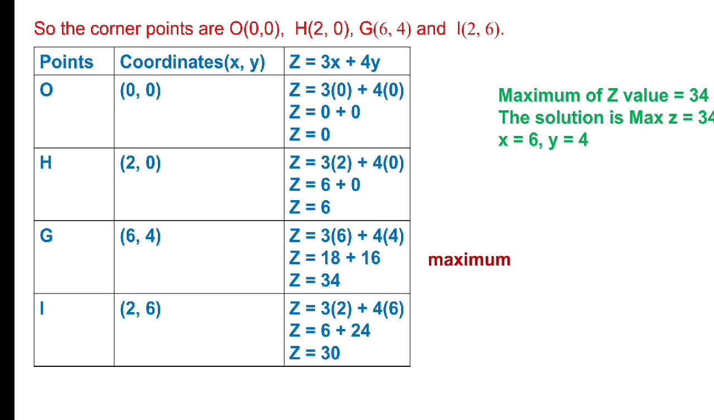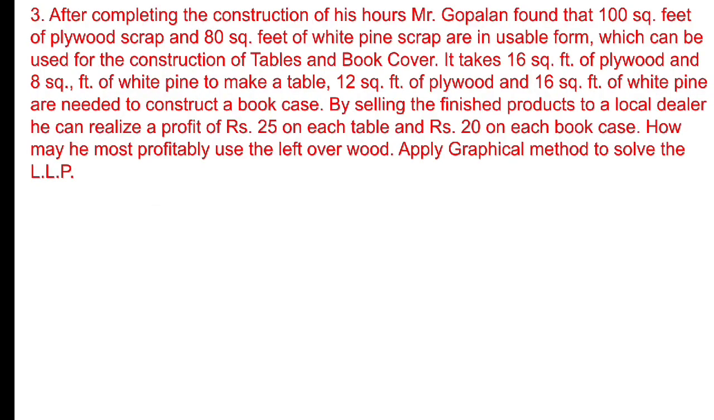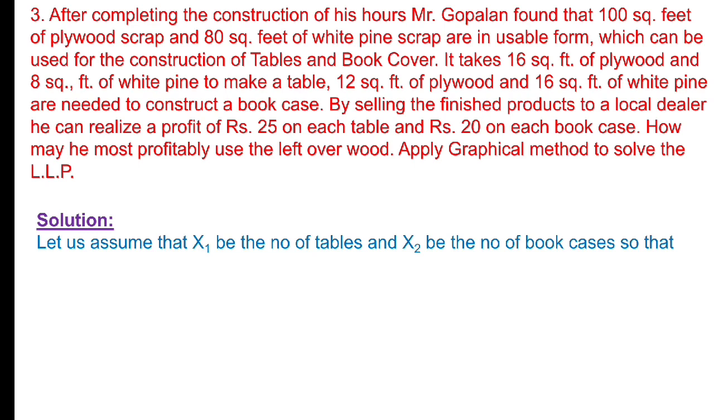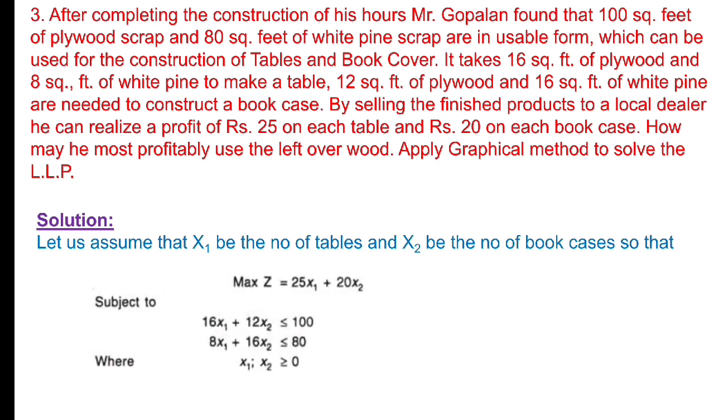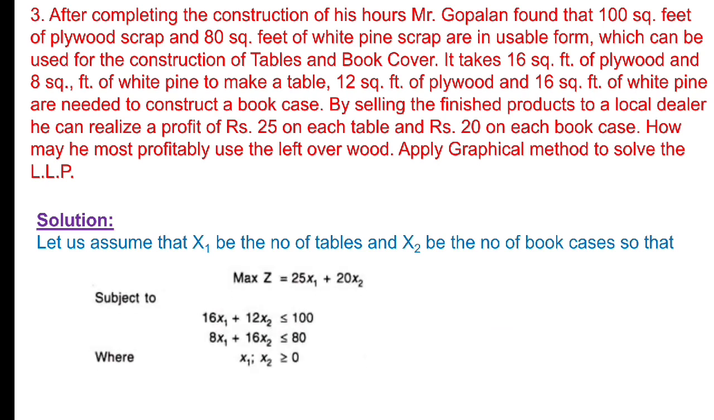Now, first the formulation of the LPP, then we're going to solve it by the graphical method. First, x1 will be the number of tables and x2 the number of bookcases, because here they gave 100 square feet of plywood scrap and 80 square feet of white pine scrap in usable form. Here amount and profit will always be the objective function, so it is considered as maximum z equal to 25x1 plus 20x2.